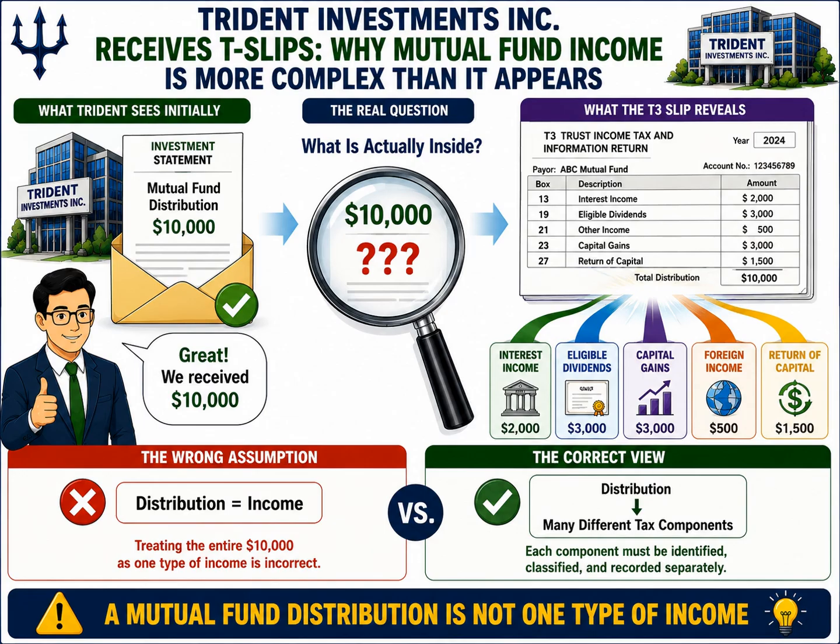The most important lesson from this slide is the statement highlighted at the bottom. A mutual fund distribution is not one type of income. It is a collection of different tax components that happen to be packaged together into a single payment. Before anything can be recorded in the accounting records, the accountant must first understand what those components are. And the T3 slip provides the roadmap that makes that possible. This principle forms the foundation for properly recording mutual fund allocations and accurately preparing the corporation's financial statements and T2 return.